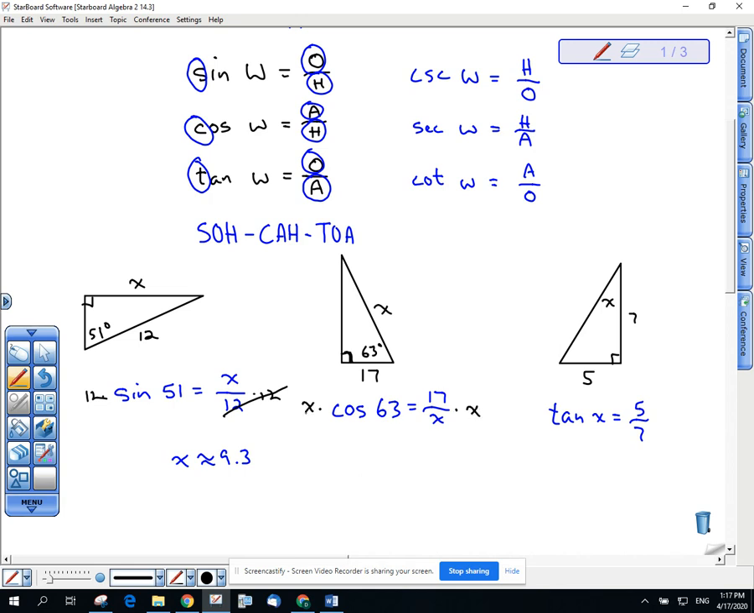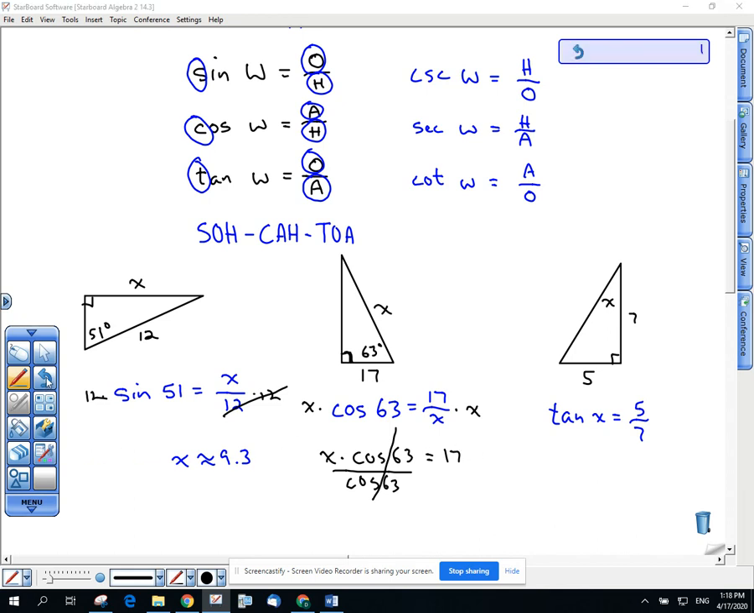If I multiply both sides by x, now I have x times cosine 63 is equal to 17. Well, cosine of 63 is a decimal value. It's an irrational number. If you want to get x by itself, you're going to need to divide by the cosine of 63. So if you divide by cosine 63 like this, they'll cancel each other out and x would be by itself. You know that whatever you do to the left side, you have to do to the right. So this is what you would actually type into your calculator. X is going to be equal to 17 over cosine of 63.